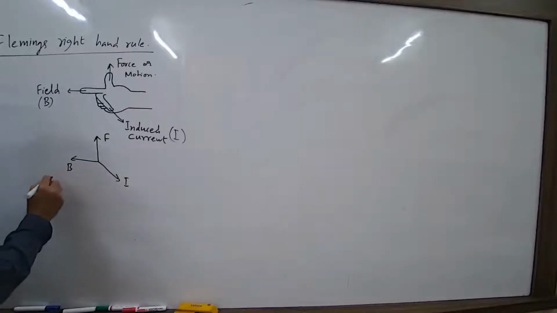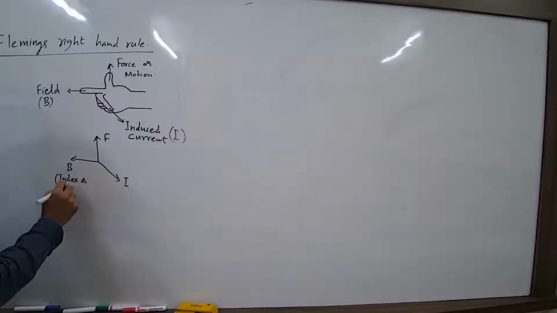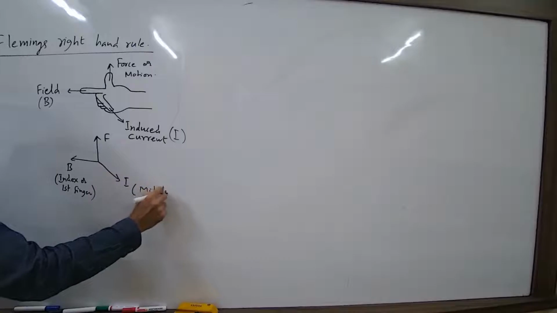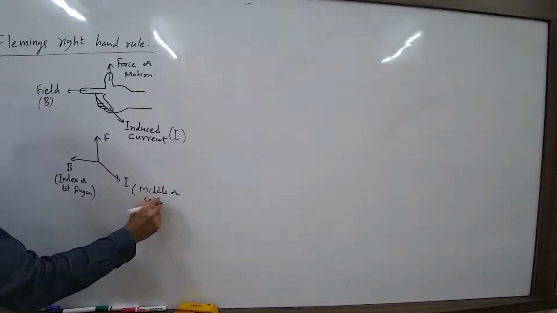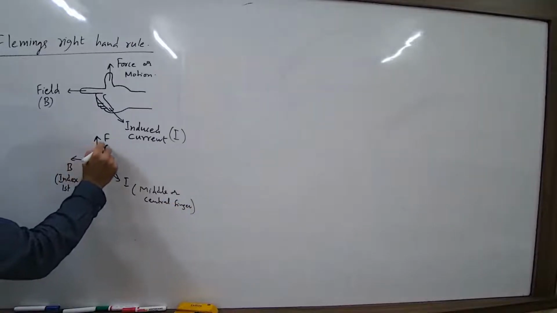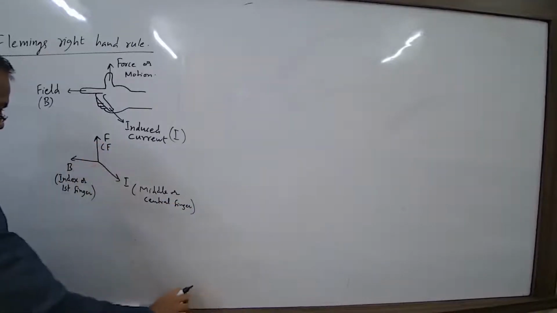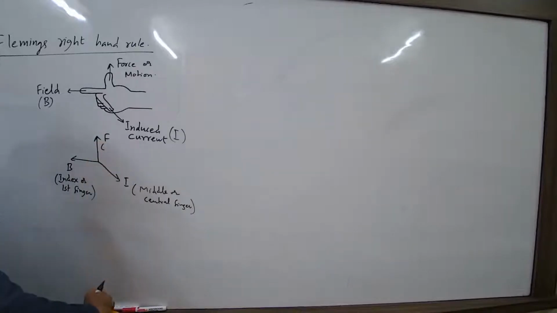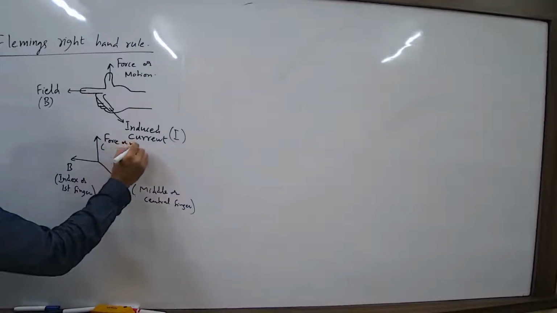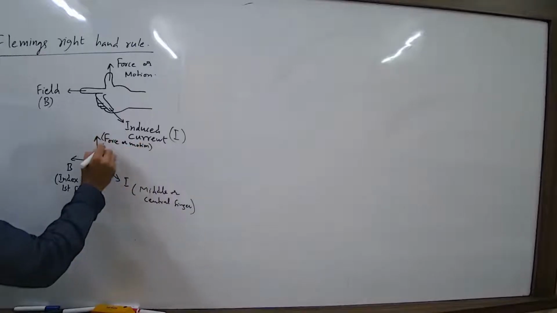What is B? Index finger, or first finger. What is I? Middle or central finger. Okay. What is F? Force. Thumb, which is force or motion. Motion will always take place in the force direction. Force or motion. So this is thumb.